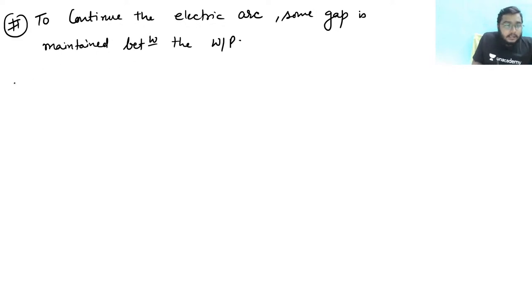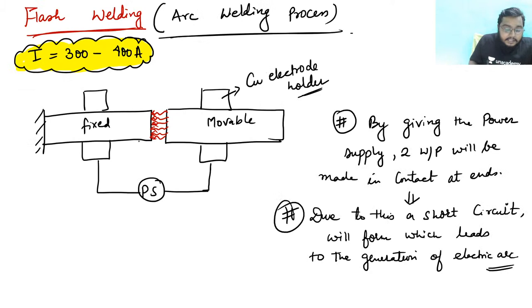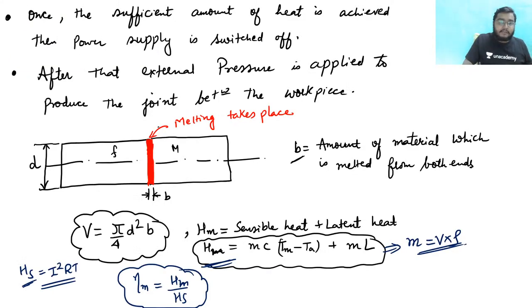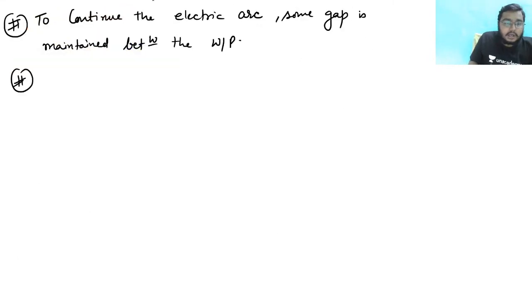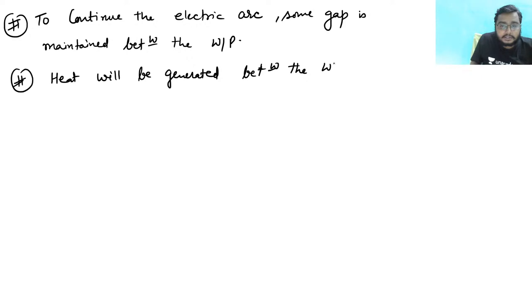Okay, now see what will happen. Heat will be generated, and again the same concept. Once sufficient heat is generated, you switch off the supply, again apply the power, and again supply the external pressure, and the weld will be generated. So same concept. What is the same concept? Once the arc is continued, heat will be generated between the workpiece due to arc.